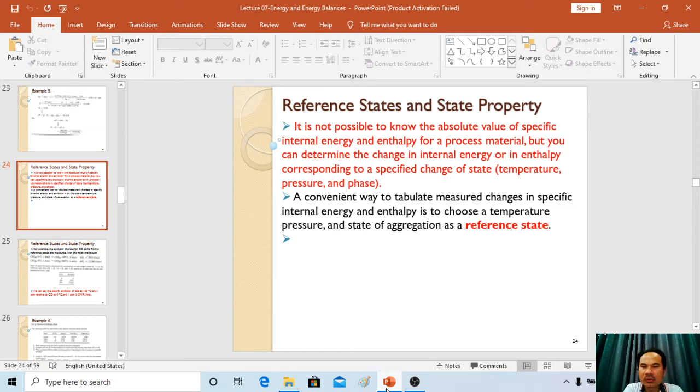It should be a chosen temperature, pressure, or state of aggregation. We call it the reference state. That means we have to choose a reference state to calculate the change in enthalpy. Right?